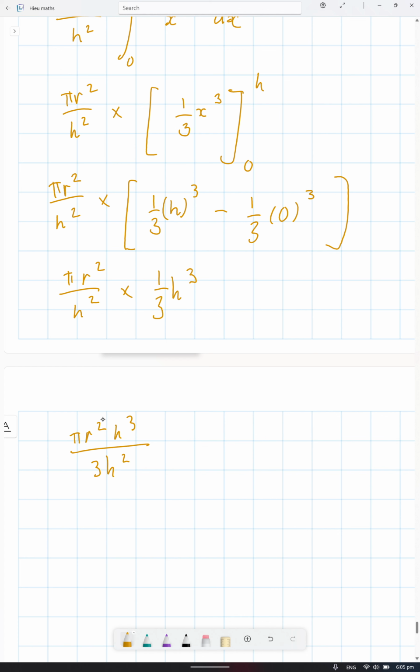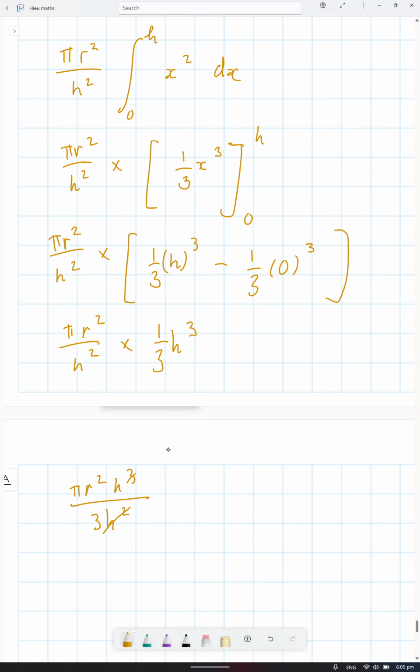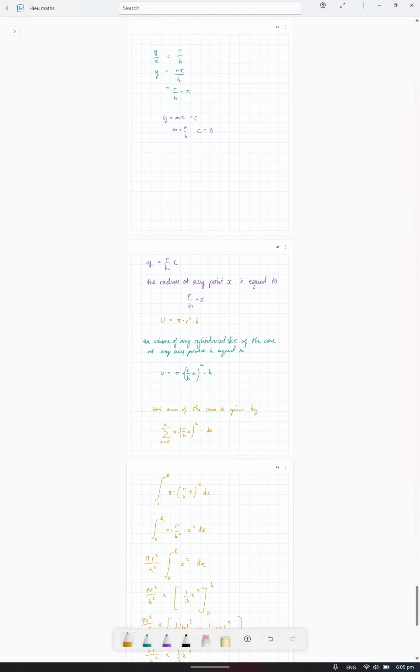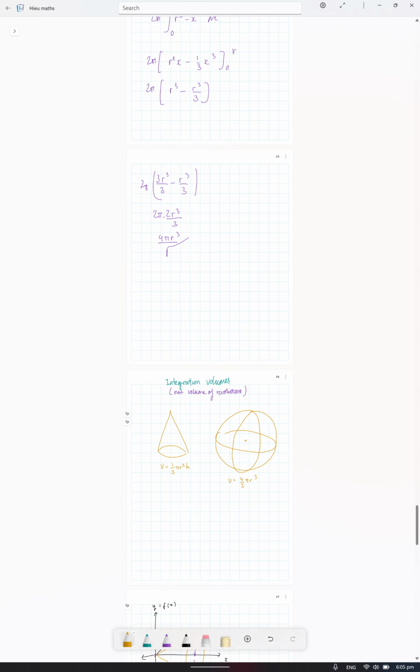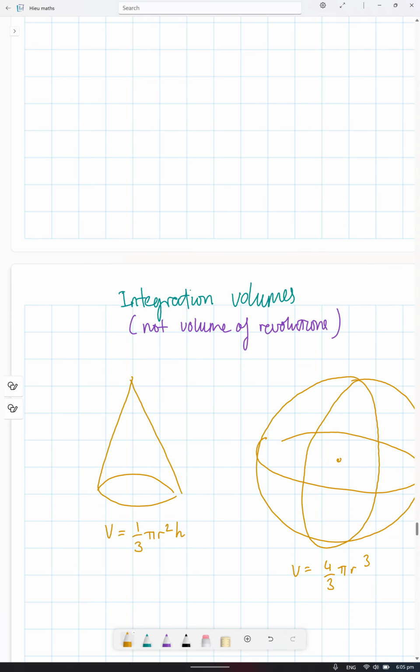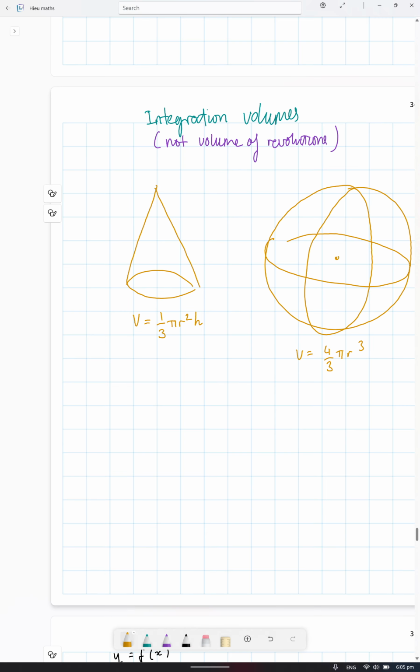Let's just check. Pi r squared h cubed over 3h squared. All right, now h squared cancels out, and then we have pi r squared h over 3, or in other words, 1/3 pi r squared h, which is exactly what we went with: 1/3 pi r squared h.